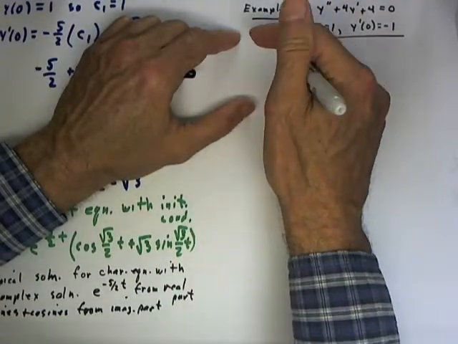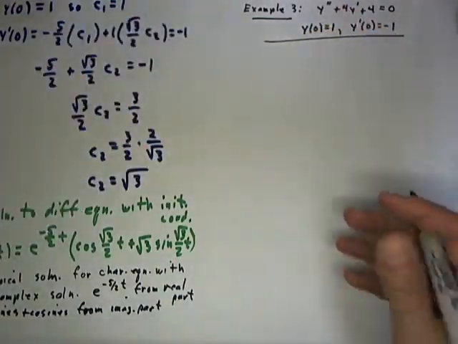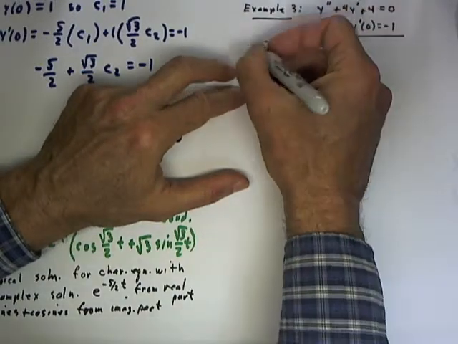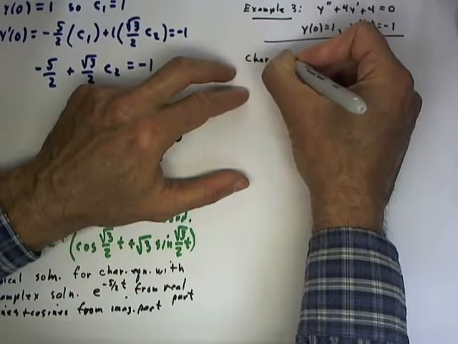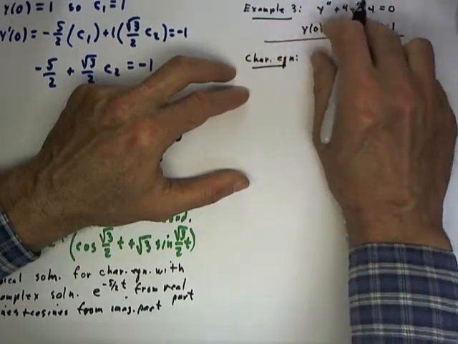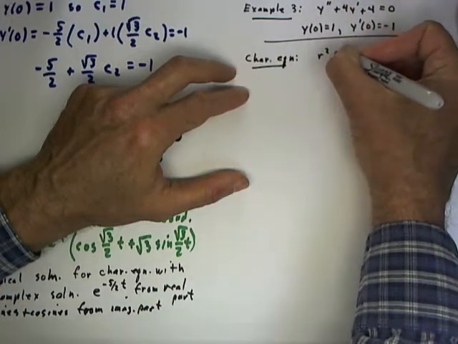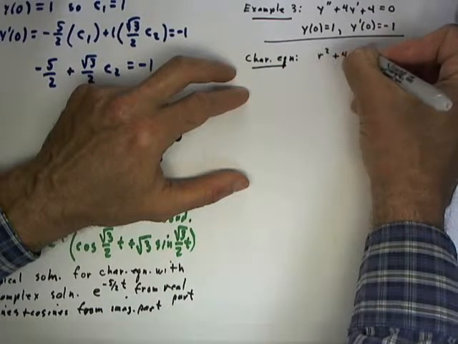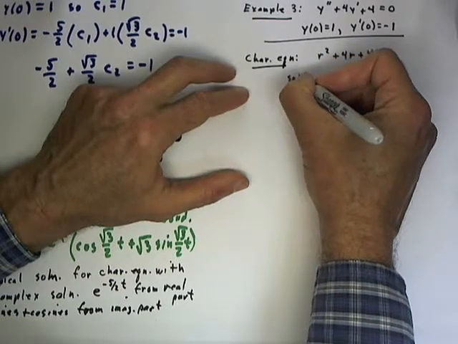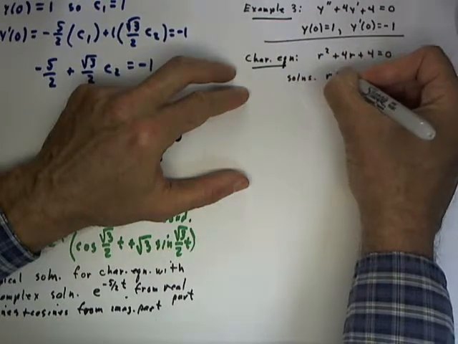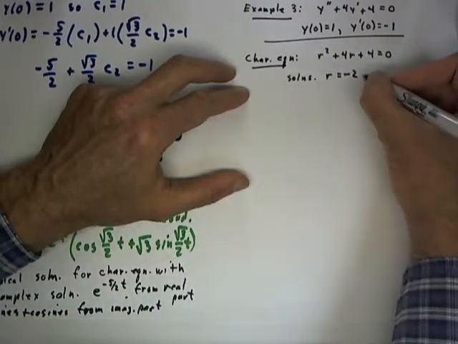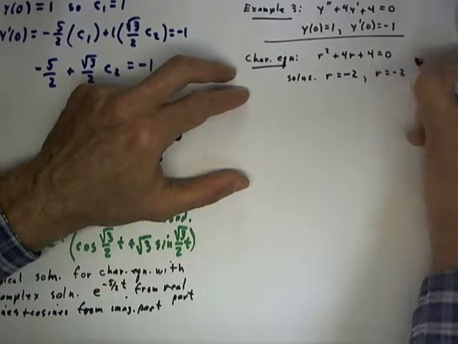Just for comparison, if we substitute y equals a e to the rt, we get the characteristic equation, and I'm not going to go through the steps. We've seen those steps numerous times. Okay, we get the characteristic equation r squared plus 4r plus 4 equals 0 with solutions r equals -2 and r equals -2.